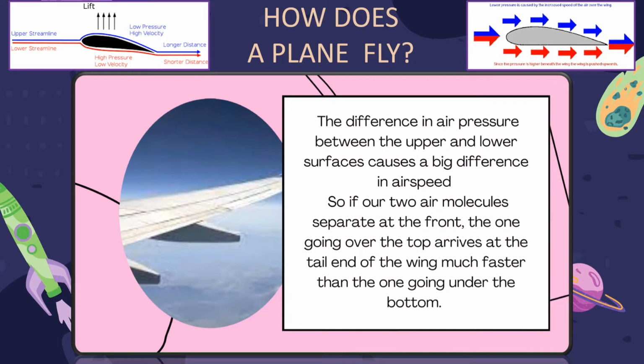The difference in air pressure between the upper and lower surface causes a big difference in airspeed. So, if our two air molecules separate at the front, the one going over the top arrives at the tail end of the wing much faster than the one going under the bottom.